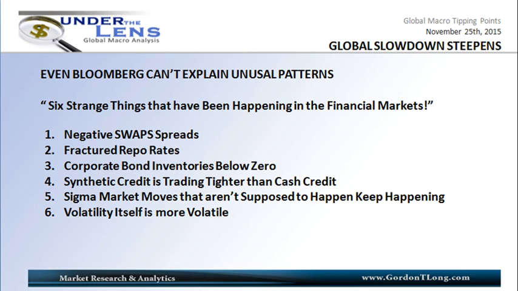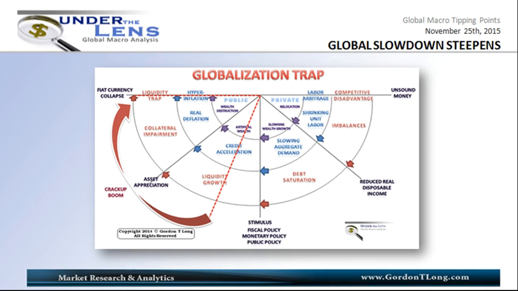Some of the strange things that we're seeing are negative swap spreads, fractured repo rates, corporate bond inventories below zero, systemic credit trading higher than cash credit, sigma market moves that aren't supposed to happen just keep happening, and volatility itself is more volatile. I believe we are entering the final sector in the roadmap we laid out in The Globalization Trap: collateral impairment, real deflation, real wealth destruction, and a potential crack-up boom based on central bank reactions to the mounting and possibly insurmountable looming credit problems.